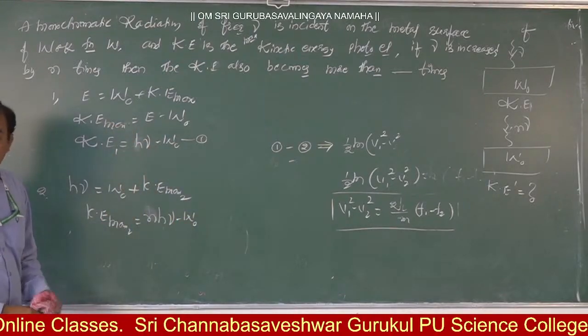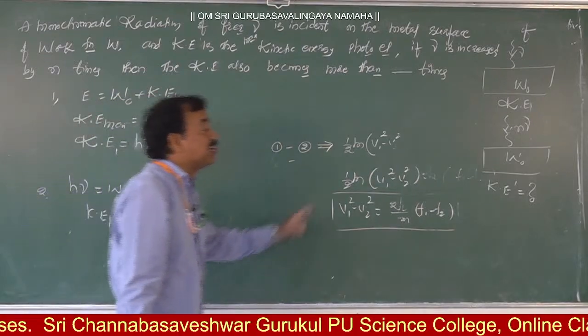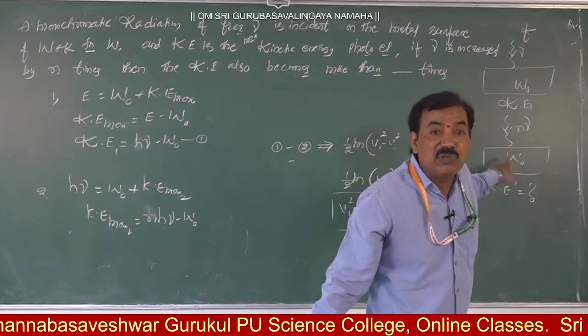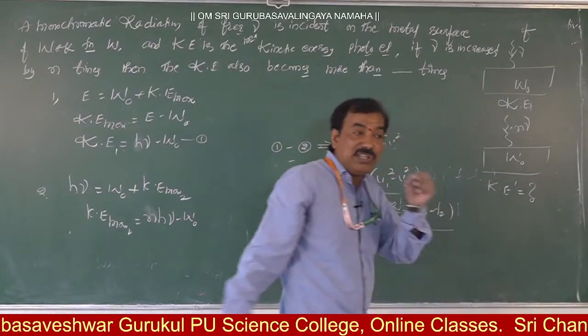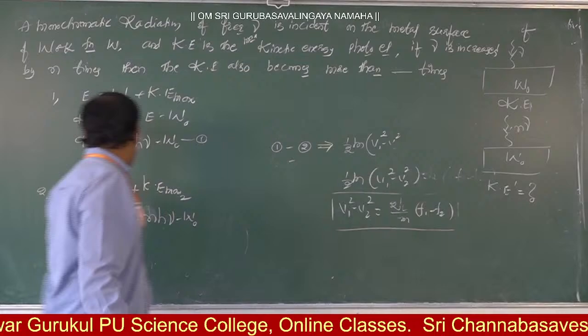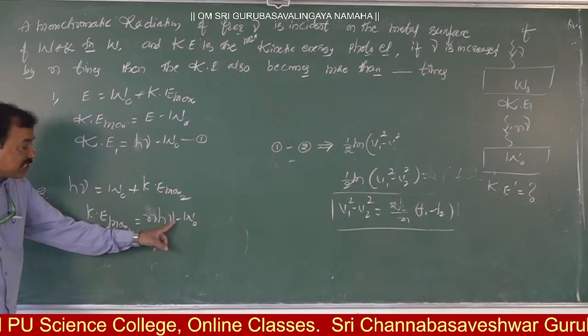So why do we take the n value here? The frequency is increased by how many times? The frequency is increased by n times only. So whenever the incident light frequency is increased by n times, what is the equation here? This is equal to n into h nu, so n into h nu again minus W naught.